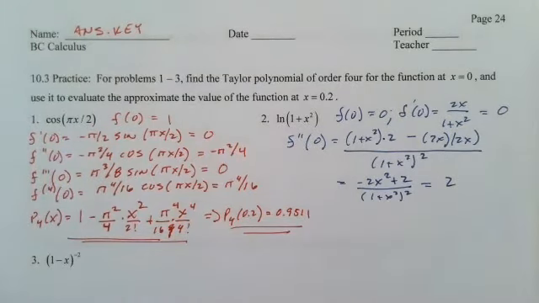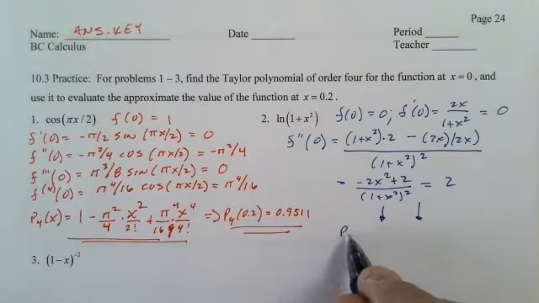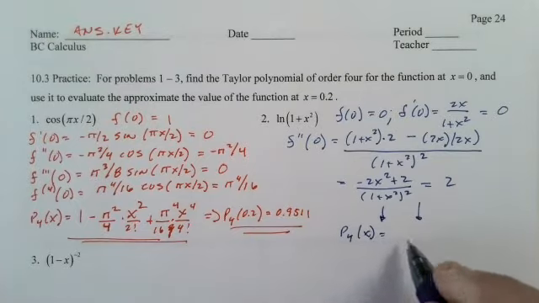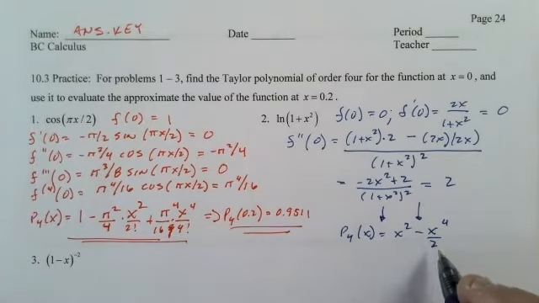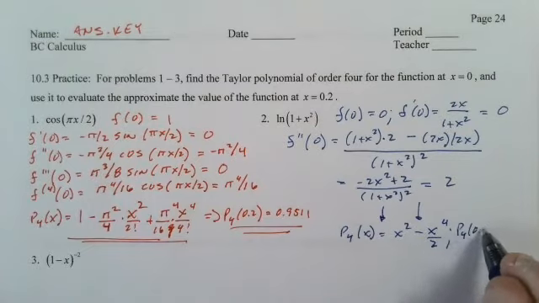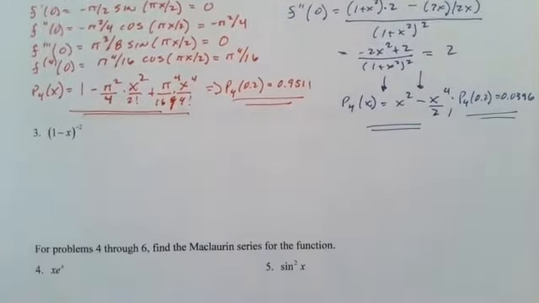All right. I think I got real lazy after that and just said we're going to get eventually to fourth order, x squared minus x to the fourth over 2. And then P of 0.2 equals 0.0396. Right.